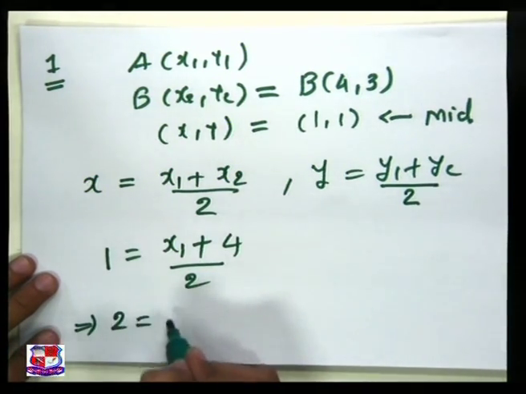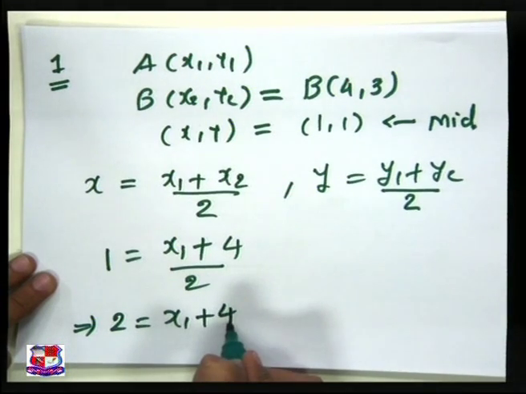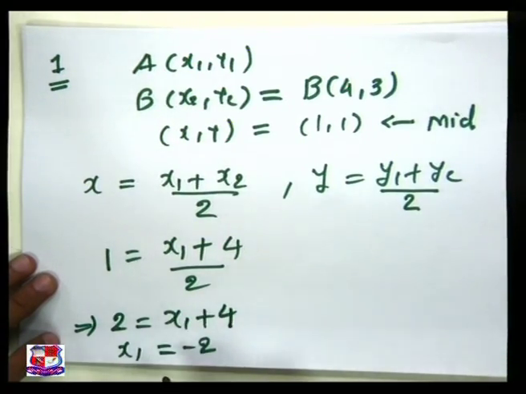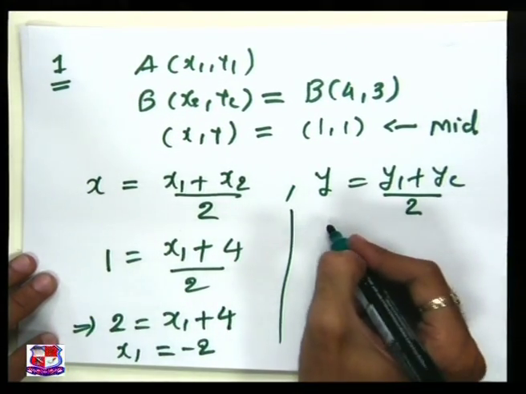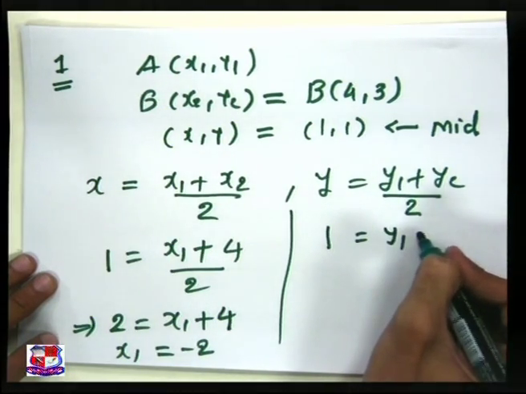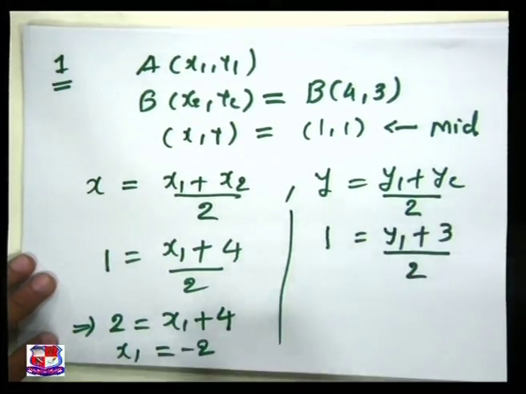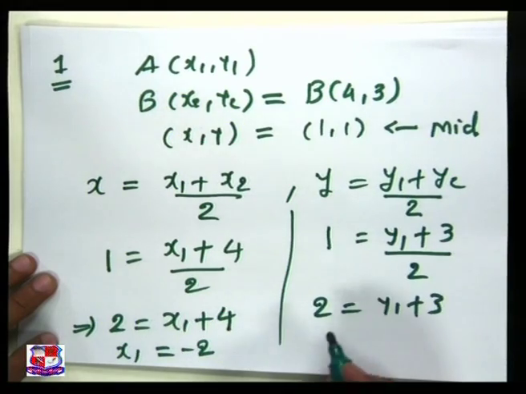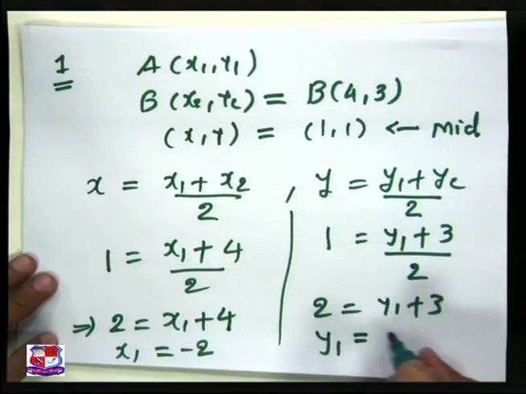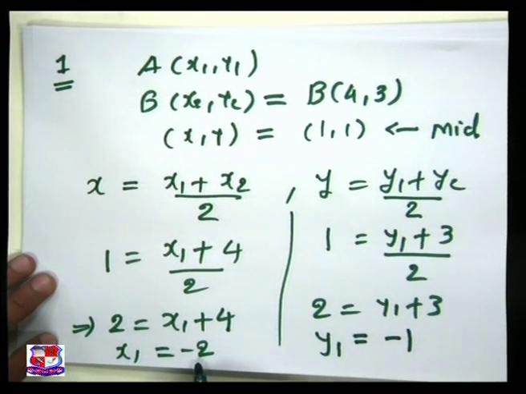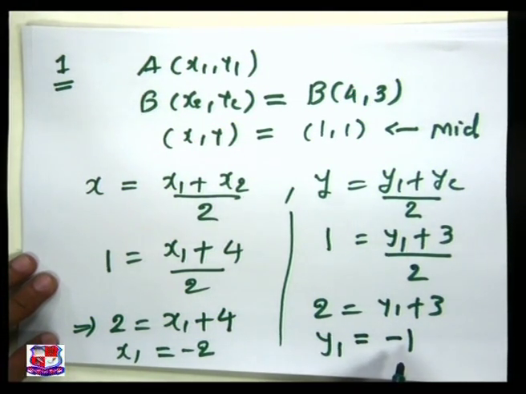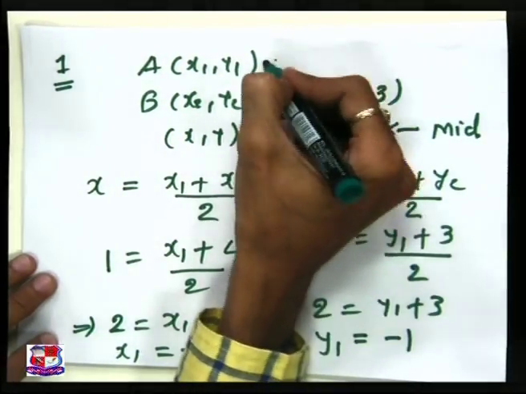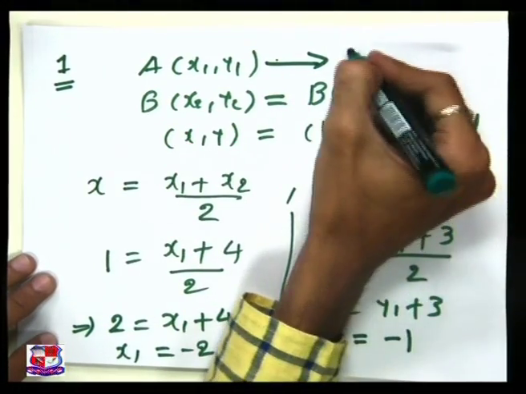So 1 is equal to (x1 plus 4) upon 2, so 2 is equal to x1 plus 4, so x1 is equal to 2 minus 4, that is minus 2. In the same way, y is 1, so (y1 plus 3) by 2 is 1, so 2 is equal to y1 plus 3, so y1 is equal to 2 minus 3, that is minus 1. So x1 is minus 2 and y1 is minus 1, so our answer (x1, y1) is (minus 2, minus 1).